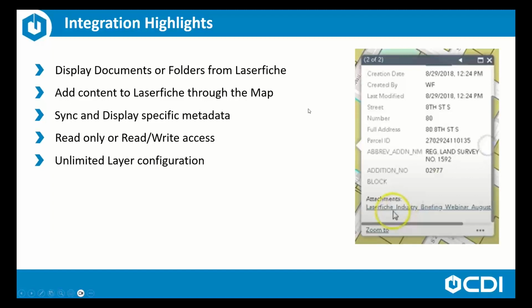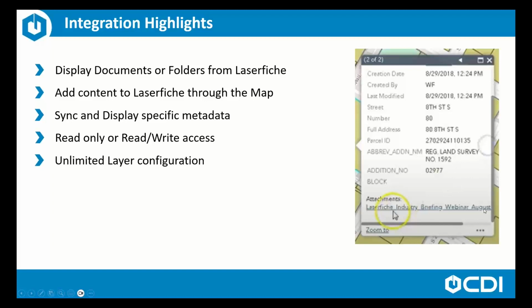You can also set up the integration so that you can add content through the map. So if your police department is out in the field and maybe they're taking a picture of a pothole or something, they can take a picture through their phone or have the document and then just attach it directly through the map so that they don't have to go into Laserfiche and archive it. They can just drag and drop it into the map.